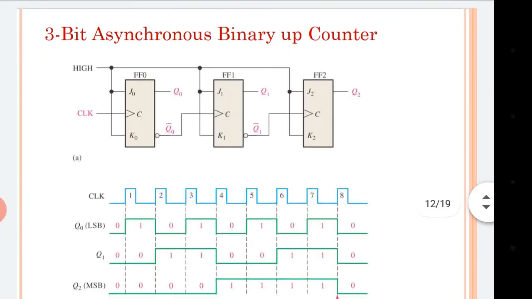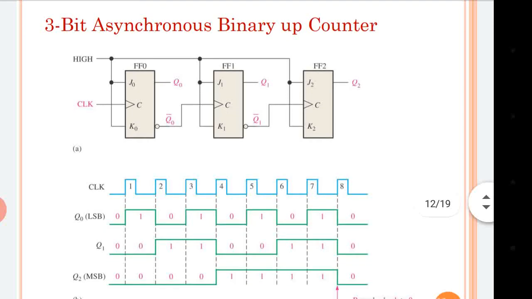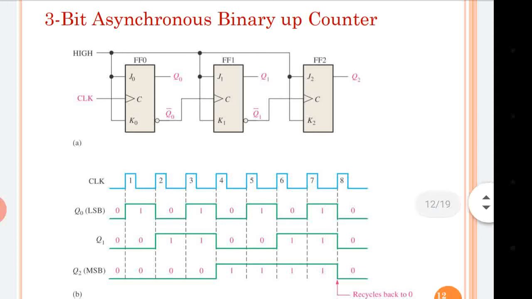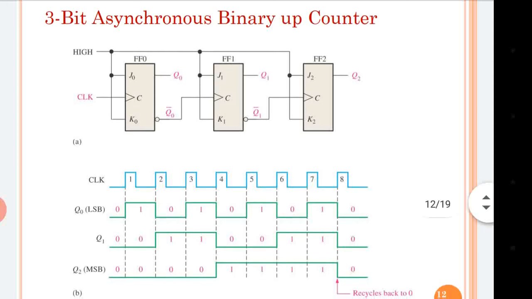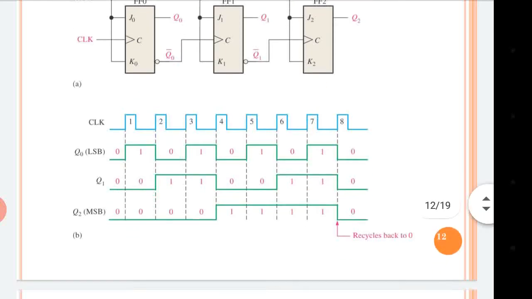This diagram is also a 3-bit asynchronous up counter, but the flip flops are rising edge triggered, and instead of connecting Q0 to the clock of the next, we have connected Q0 bar to the clock of the next. This is how the circuit will work, and it will count in the upward direction, as you can observe in the waveforms timing diagram.